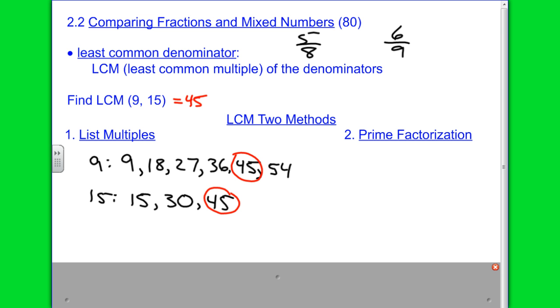But let's go try it with prime factorization too, just so we can understand that strategy. Sometimes it is faster than listing multiples. Okay? So for prime factorization, we place the numbers at the top of what becomes their factor tree, right? Okay, so we start to list the numbers.